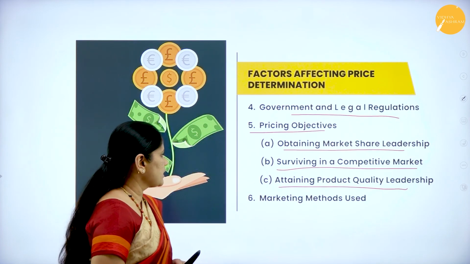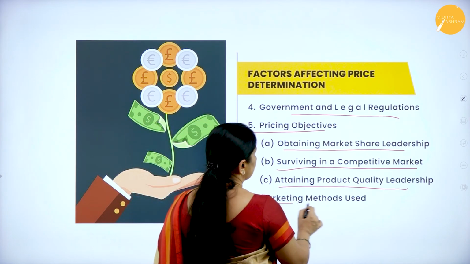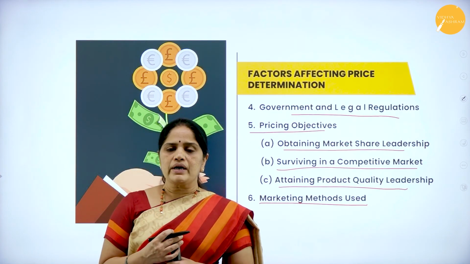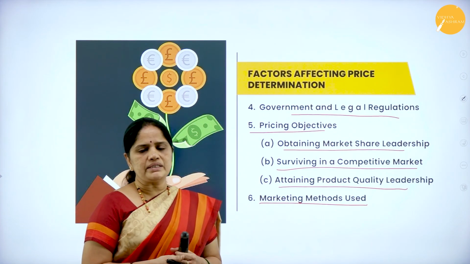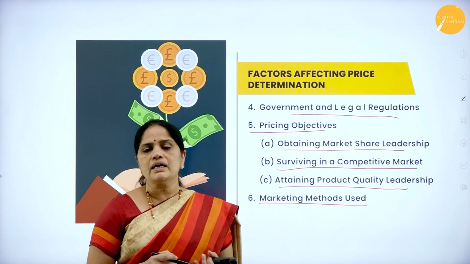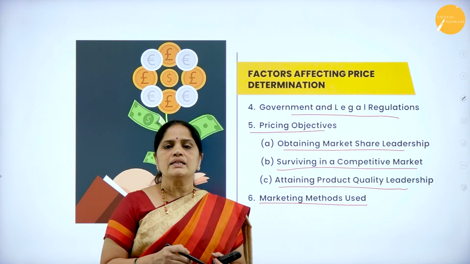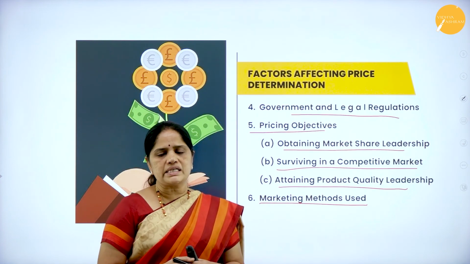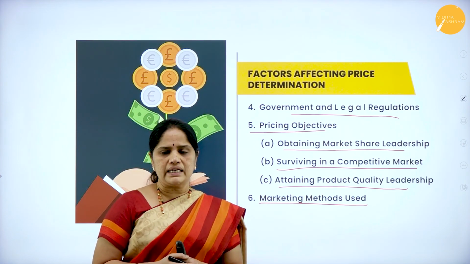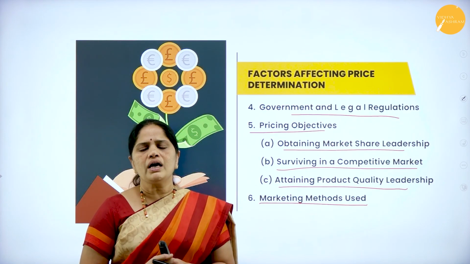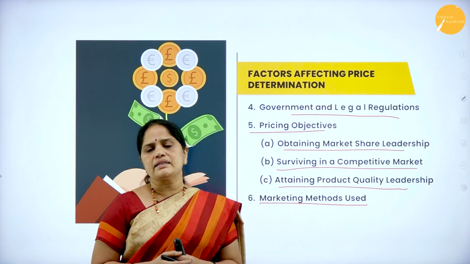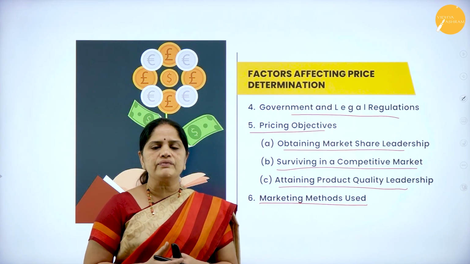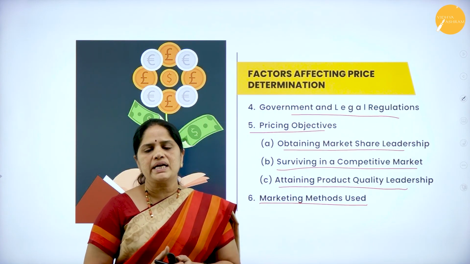Then next one is the marketing methods used. So what are the various marketing methods through which the product is being marketed. It may be the type of salesman which we are using, the type of advertisement which we are doing, the type of sales which we are doing, whether we are doing door-to-door sales or whether we are selling through retailers or whether we are selling direct. All these things will be affecting the price of the product. So the kind of marketing method we are using also will be the deciding factor for the price of a product.